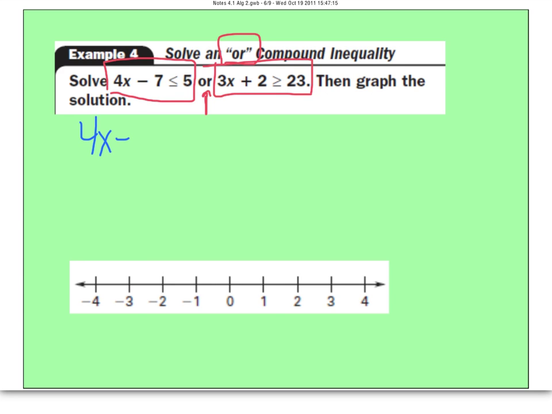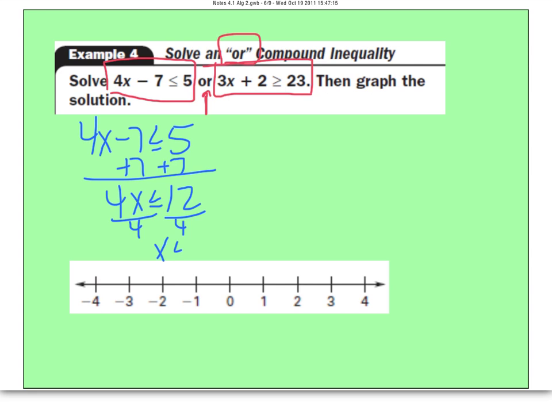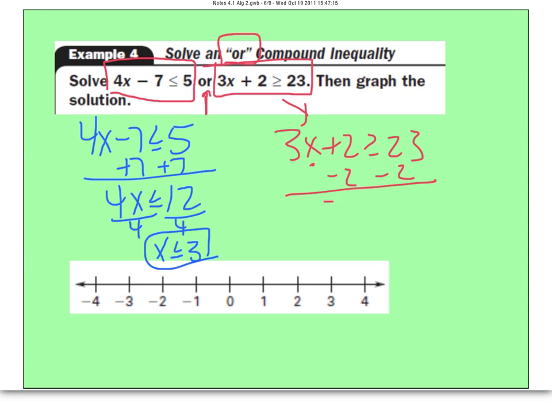So 4x minus 7 is less than or equal to 5. First thing is we add 7. 4x is less than or equal to 12. Divide by 4. X is less than or equal to 3. This other one, and to get x by itself, I'm going to minus the 2. 21. And then x by itself, divide by 3. So we get x is greater than or equal to 7.